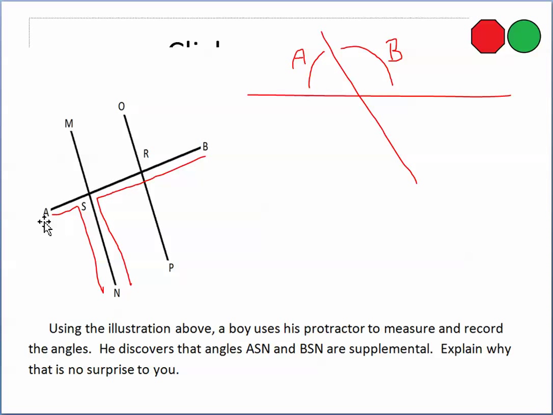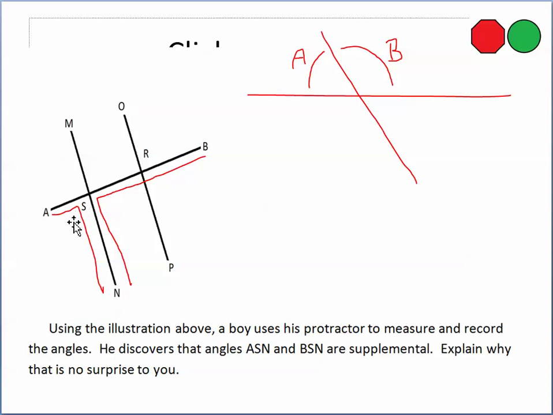Well, the boy measured ASN and he found it to be some angle measurement, and he measured BSN and found that to be some other angle measurement, and then he added them together and found out that they were supplemental, that they totaled 180 degrees. But you already knew that anytime you have a straight line, it's 180 degrees. So this angle right here is always supplemental with this angle right here.